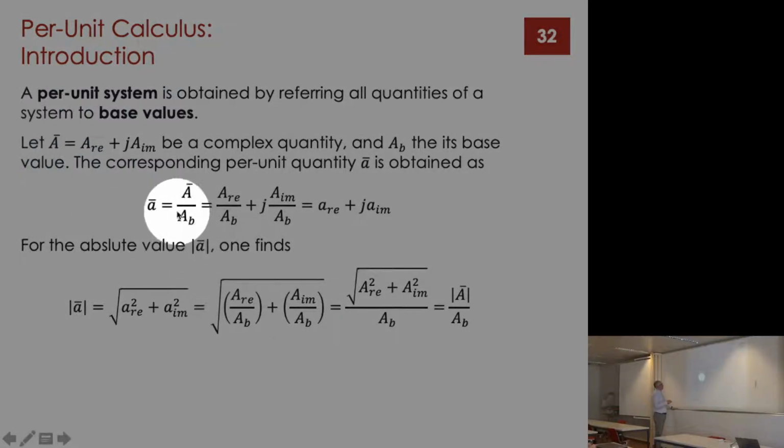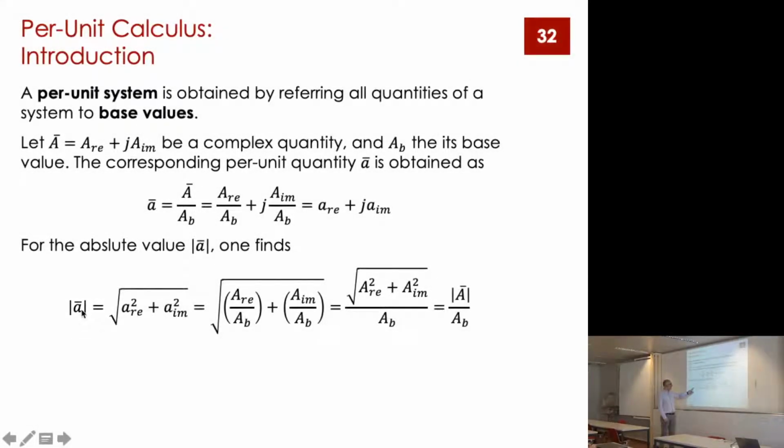Essentially, this division by the base value is valid for the complex quantities, but also for the modules of the complex value. So if you write the module of a in per unit as the square root of real squared plus imaginary squared, and then you transform them by using the base values, you see that it is equal to the module of the original complex number divided by A_B.